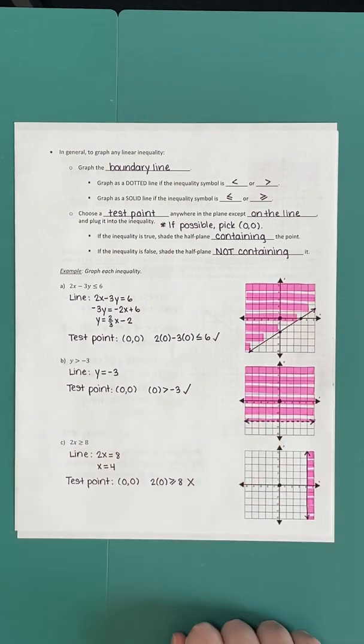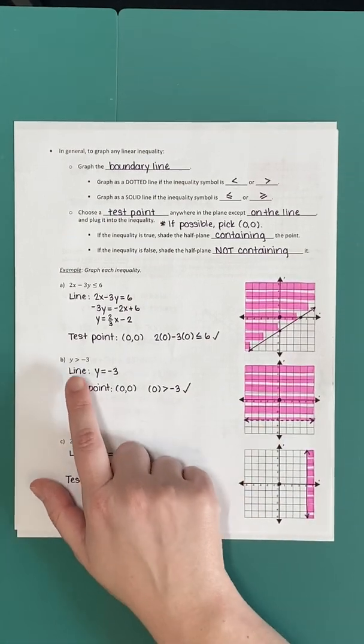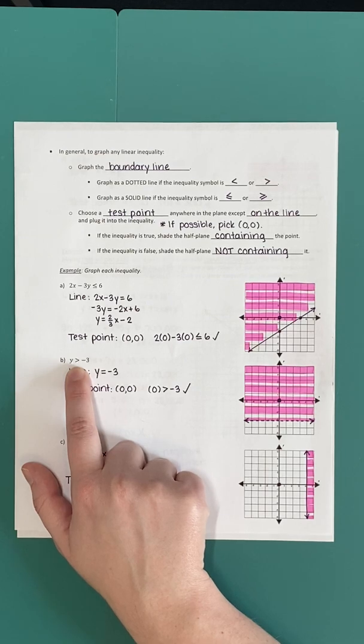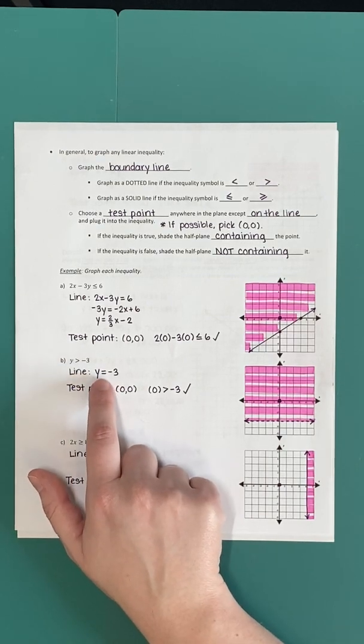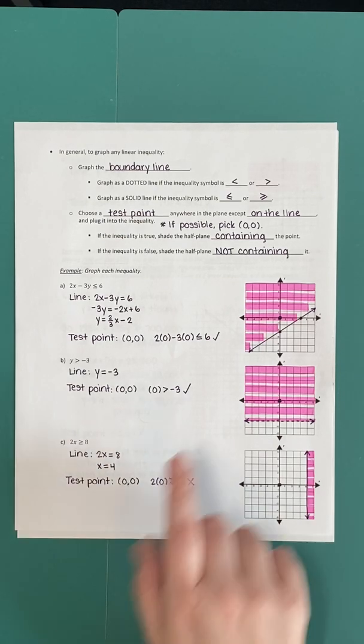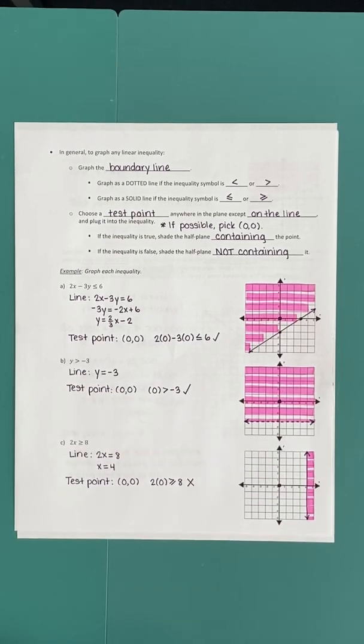Now this boundary line is graphed as a dotted line because we don't have an equal to as part of our inequality sign. What this means is that this is a boundary, but it's not part of the actual solution. So it differentiates solution from non-solution, but the boundary itself is not part of the solution. So we graph it as a dotted line.